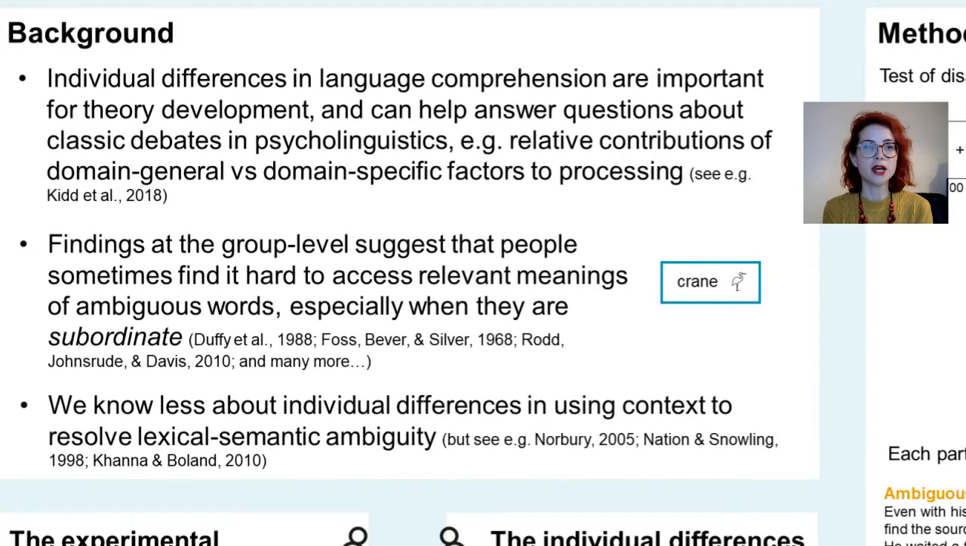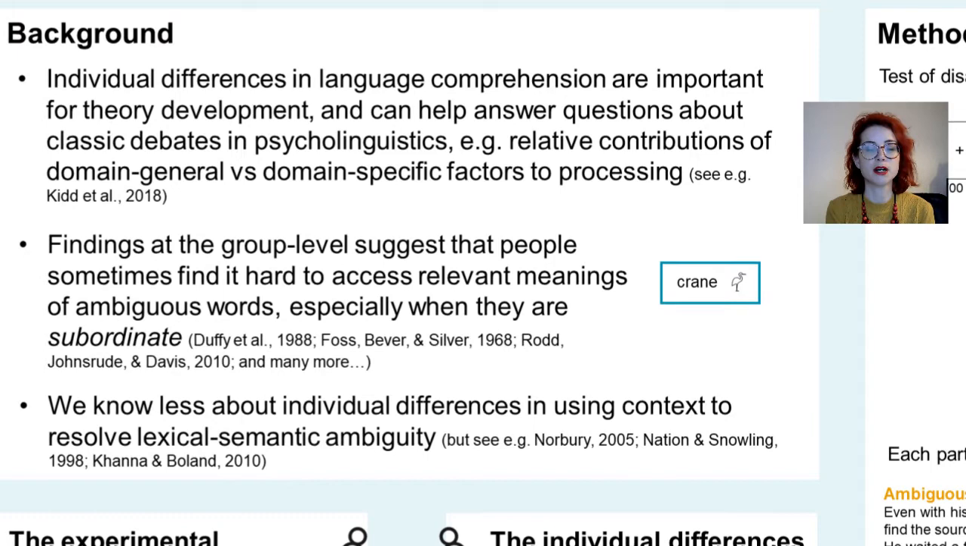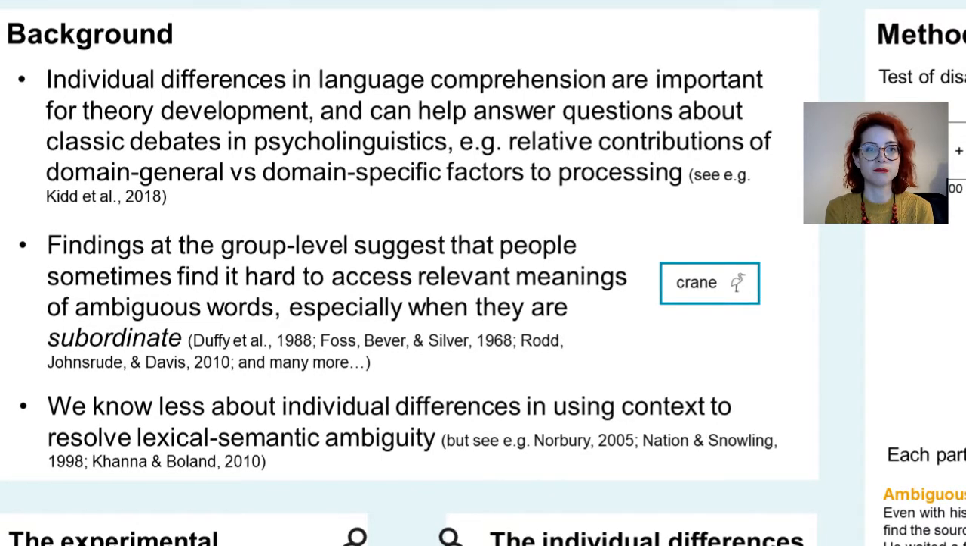In our research group, we're interested in how people use context to select the appropriate meaning of words that have multiple meanings. From experimental research looking at group averages, we know that this is sometimes hard, for example, when the meaning is less frequent, like the bird meaning of crane. But we know less about individual differences in this disambiguation ability.